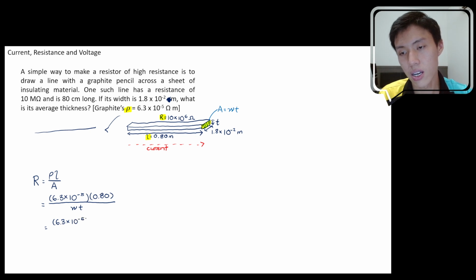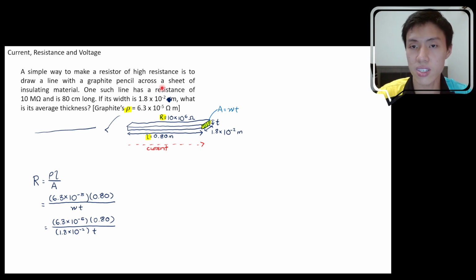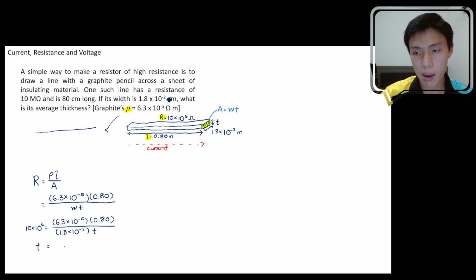Okay, so we can further do our substitution because we have the width, or we don't have right now, it's just the thickness or the height. Okay, so the width here will be 1.8 times 10 to the power -2. That's the width. Then the thickness, I'll just leave it as T. Okay, we know that the resistance here has a resistance of 10 mega ohm, so we put 10 mega ohm over here. Okay, so everything is set. What we don't have right now is only the thickness. So if you put it into your calculator, I believe you get the thickness to be equal to 2.8 times 10 to the power of -10 meter.